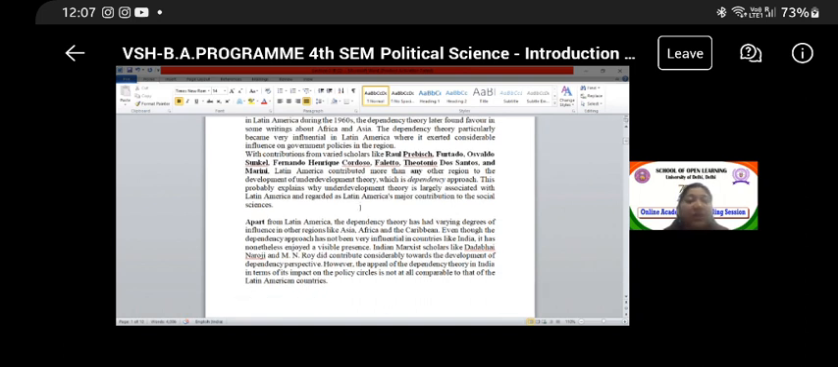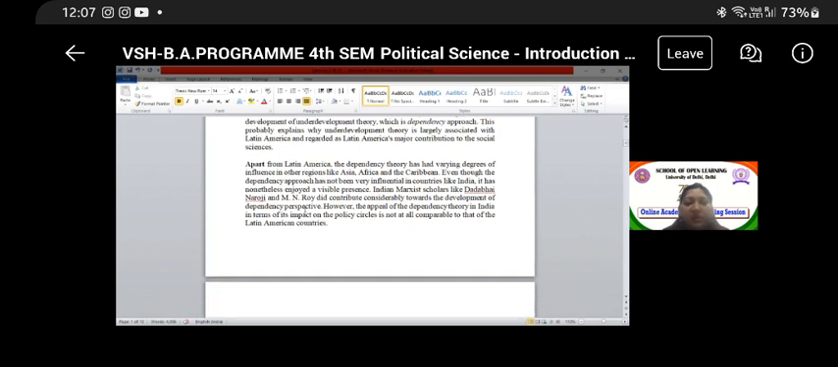Latin America contributed more than any other region to the development of underdevelopment theory. The dependency theory is also called the development of underdevelopment theory, which is the dependency approach, obviously. This probably explains why underdevelopment theory is largely associated with Latin America and regarded as Latin America's major contribution to the social sciences. Apart from Latin America, the dependency theory has had varying degrees of influence in other regions like Asia, Africa, or the Caribbean.